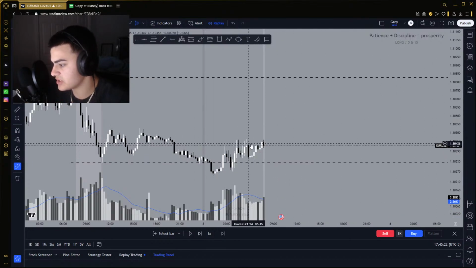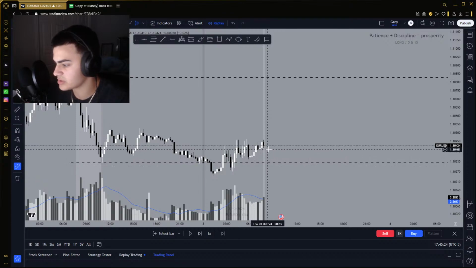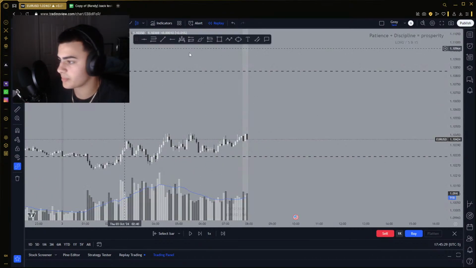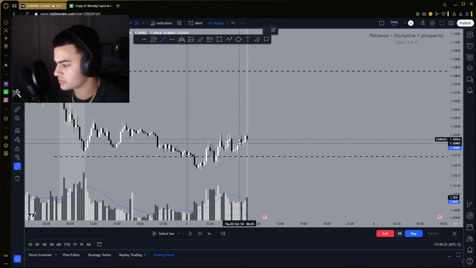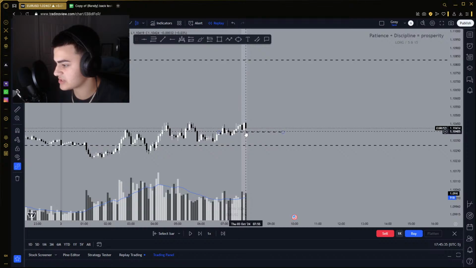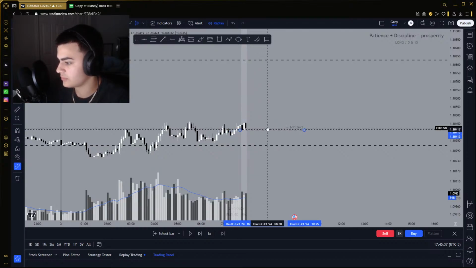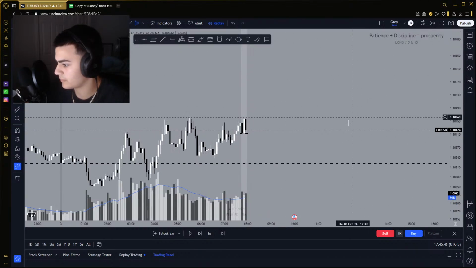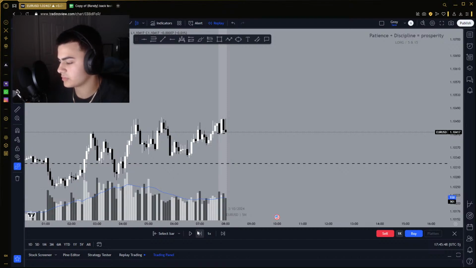But if we see a push down here, like break these lows, that's the moment I would enter. So let me mark the lows, which is like right here. On the 5 minute, as soon as it breaks this low, I would actually enter right there. So let's watch it.